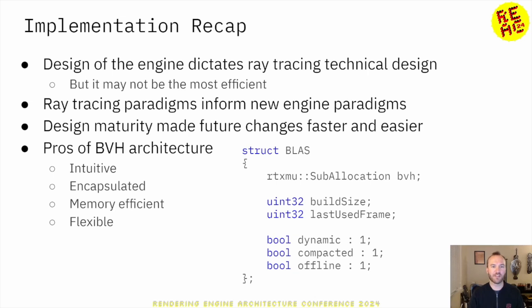child-to-parent BVH class layout. A singular BVH struct that refers to paged memory and tracks internal state like compaction is intuitive to work with, encapsulated well so that low-level management changes like compaction are invisible to higher-level systems utilizing the BVH. It's memory efficient, and it's flexible regarding when it is created and destroyed.